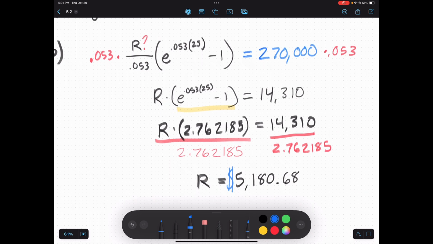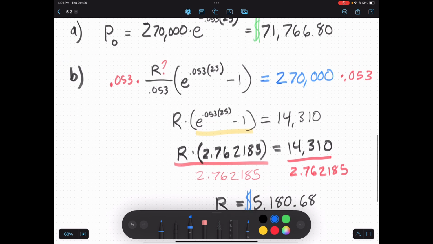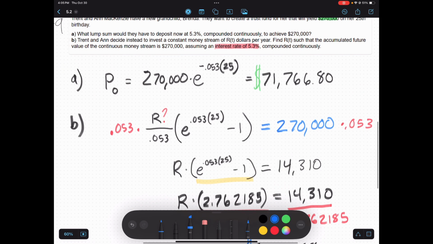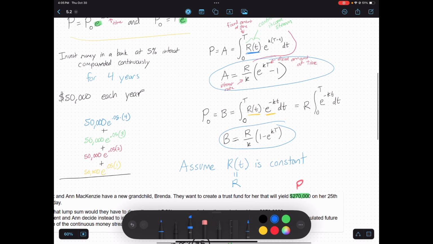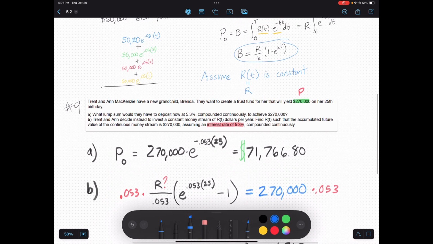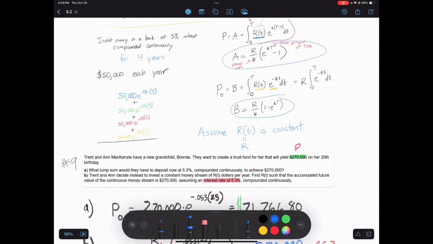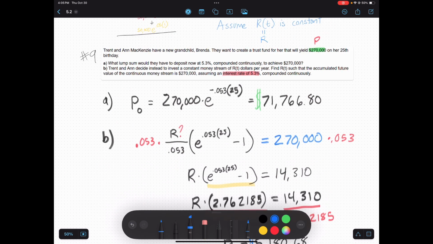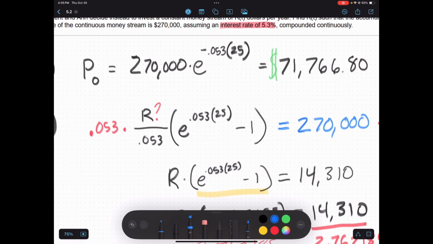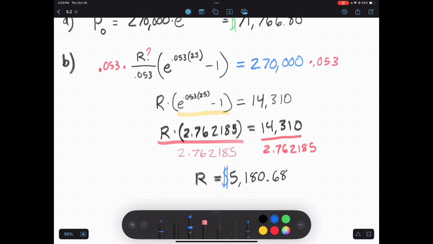One thing that I forgot to mention is when I went through this process in part B, you'll notice I used the simple formula that doesn't require integration. Why? Because once again, we're assuming that R is constant, that we're contributing the same amount. If we were to change that, this would get much more complicated. And so that's why you don't see me using the integration. I can skip straight to these formulas because I'm assuming R is constant. Perfect. So that's how I can actually use those formulas.